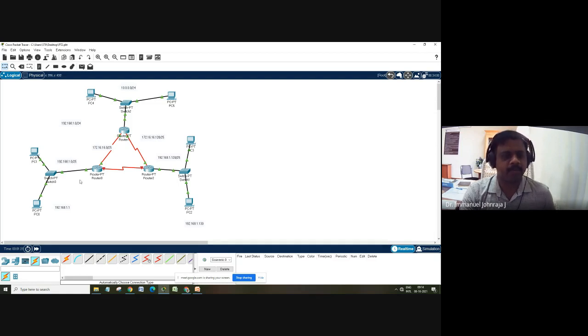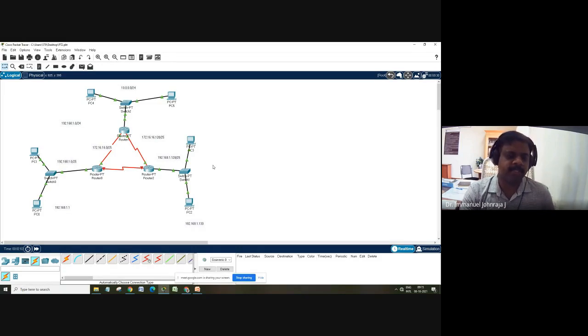Now from this machine, if you want to go to the 1.128 network, maybe this PC, from PC0 to PC3, there exist at least two routes. You go to router 0, then router 1, then router 2, then the switch, and then finally PC3. This is one of the routes. The other route is PC0, switch 0, router 2, switch 1, PC3. So these are the two routes which exist.